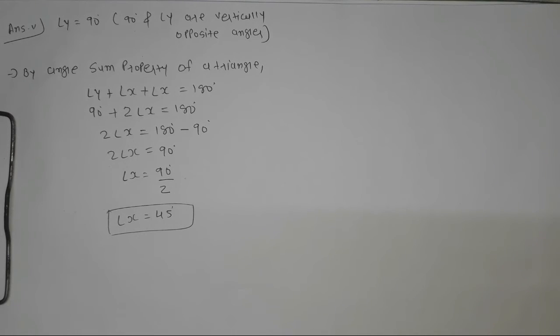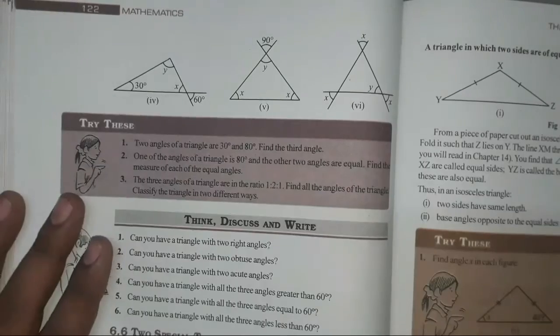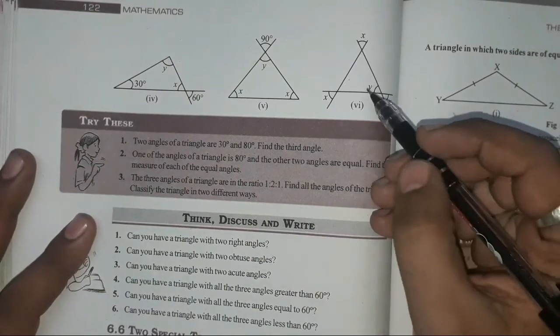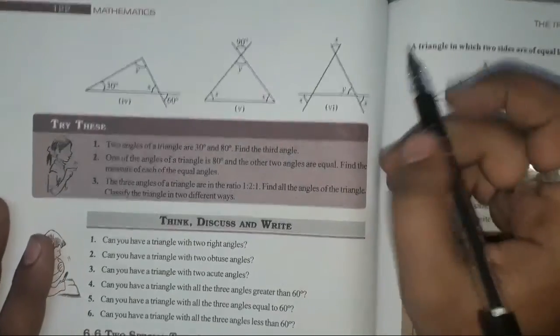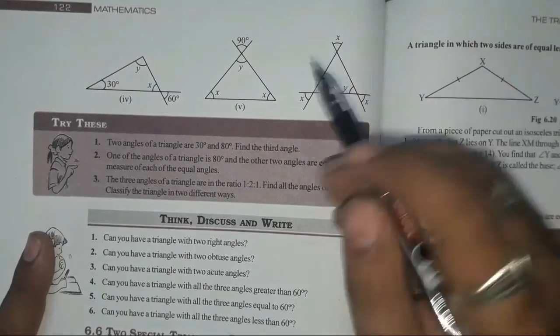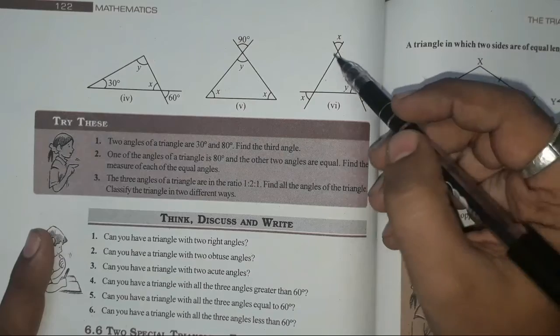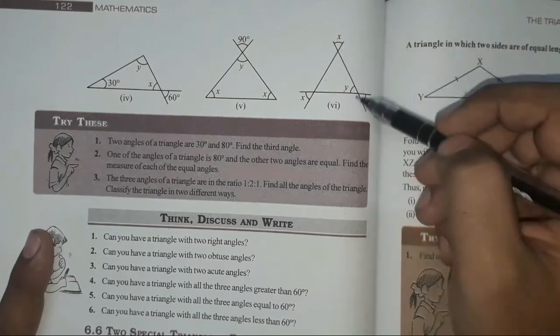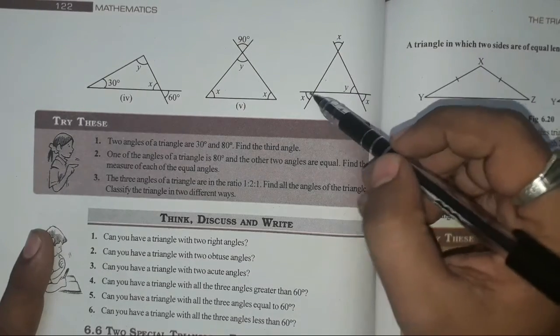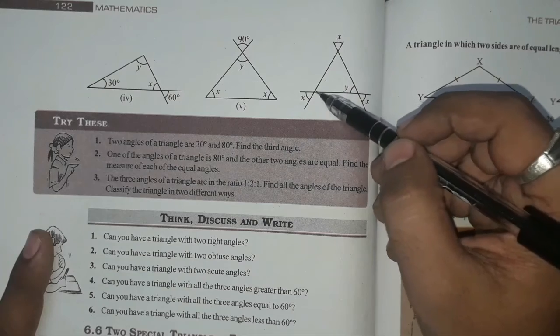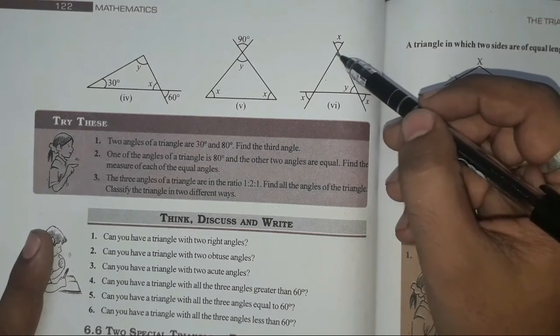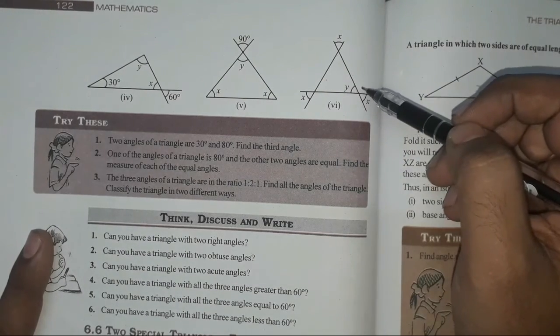So this is how we have to solve this type of question. Now moving to the next one. Now the last question. Many students are confused seeing this type of figure. No need to be confused. Here you may see clearly that all three lines intersect each other. These two lines intersect each other, here these two lines at this angle intersect each other, and similarly here.